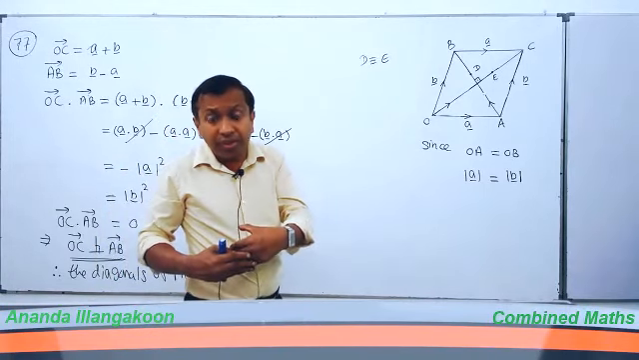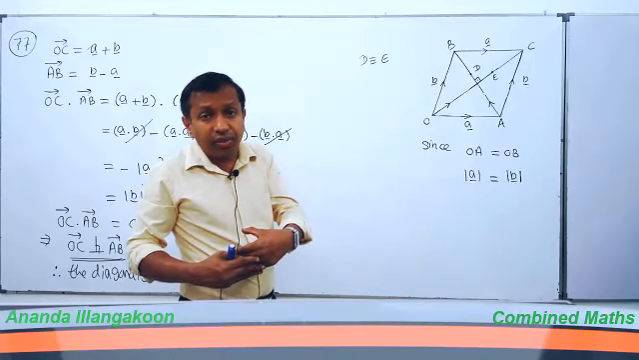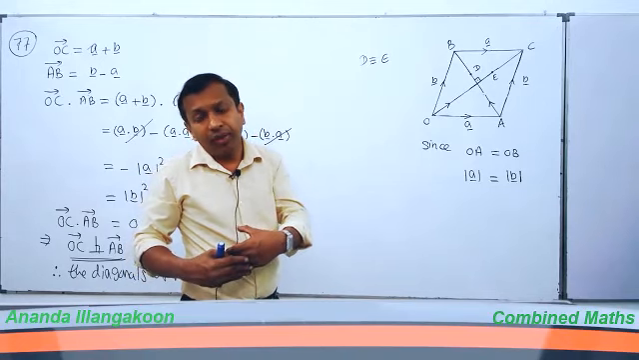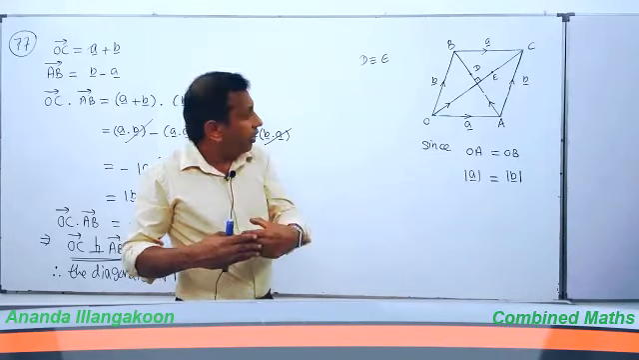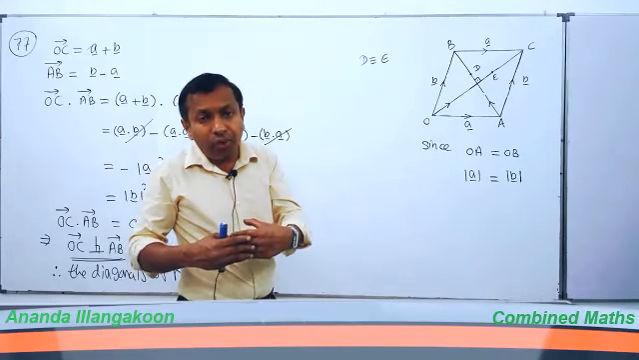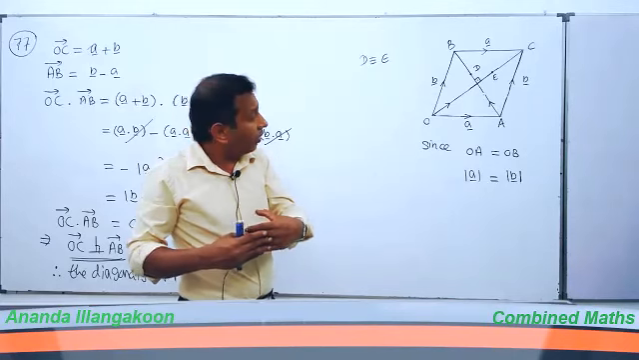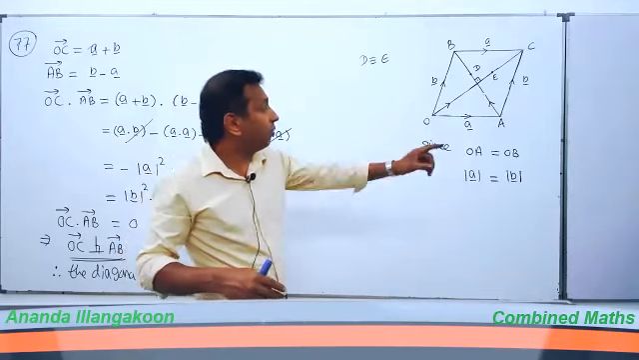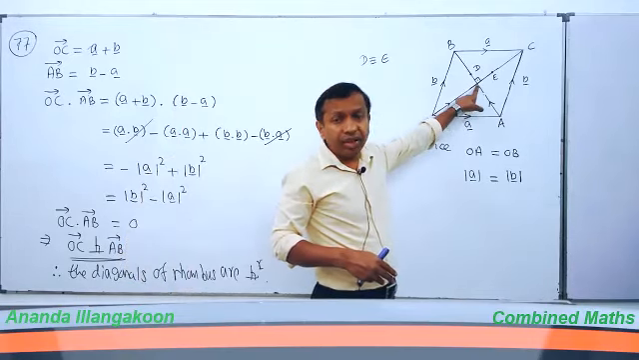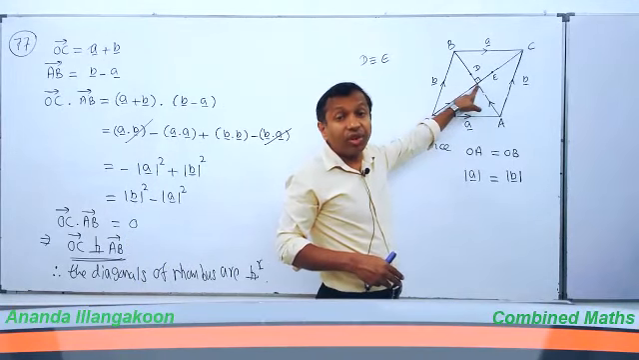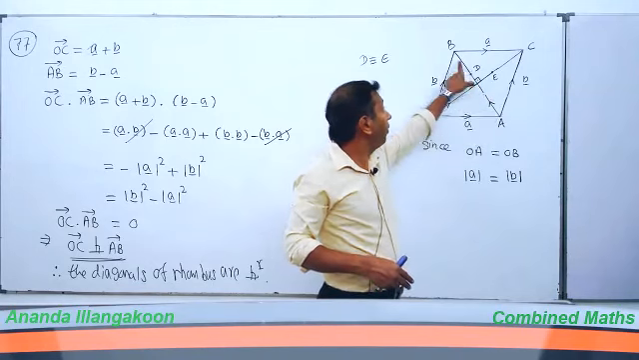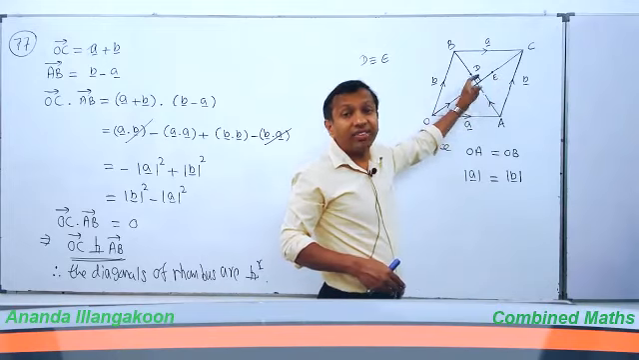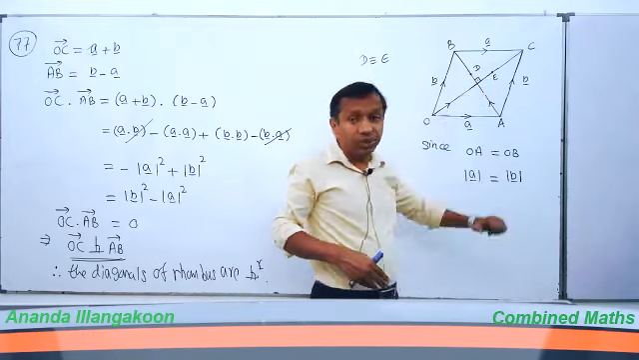But D can't go out of the line AB because D is the midpoint of AB. Then the point D should be on AB as well as OC. Similarly, point E should be on OC as well as on AB. Then what are the possible locations for both D and E to lie? This is the point that lies on OC and AB. So therefore, the midpoint of AB should be here. The midpoint of OC should be here.